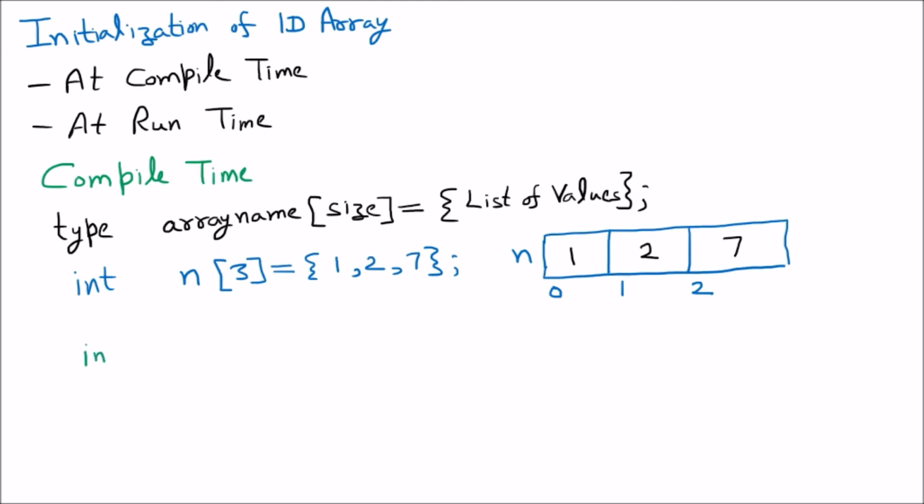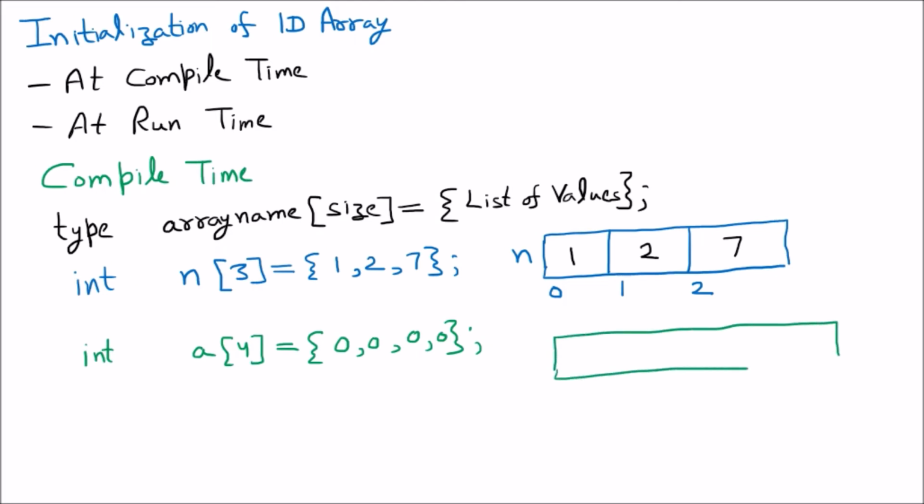I am taking one more example. Let us suppose I take int a[4] equal to, now I want to initialize all 0: 0, 0, 0, 0. So 4 times 0 we are initializing. That means all the elements of the array have 0 values. If I draw the memory location, there are 4 blocks starting from 0, 1, 2 and 3. These are the index values, and the name of the array is a, and the values inside all the blocks will be 0 because we have initialized them as 0.